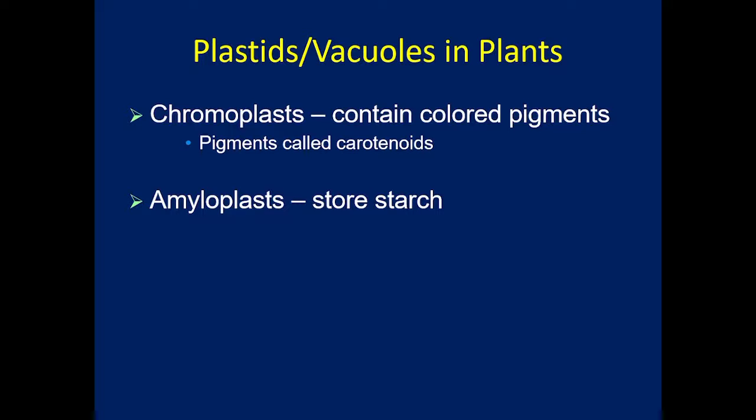Plastids or vacuoles in plants. Chromoplasts contain colored pigments like carotenoids. In plants there are other pigments also available, like xanthophyll, chlorophyll A, B, and including these carotenoids. Amyloplasts are helpful in storing starch.